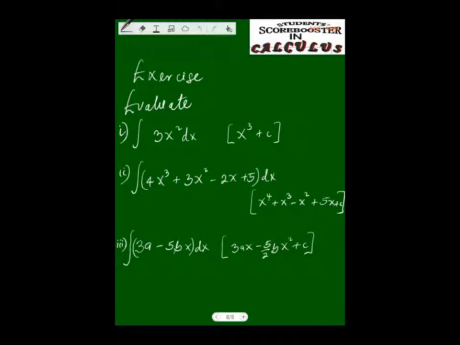Having done that, the next thing is for me to give you something to try your hands on, and this is the exercise. The exercises are listed as follows. So evaluate, the first one is this, and this is your answer, and the second one, this is your answer, and the third one. I want you to try your hands on this and see what happens. This will tell you if you really understand the topic or not.